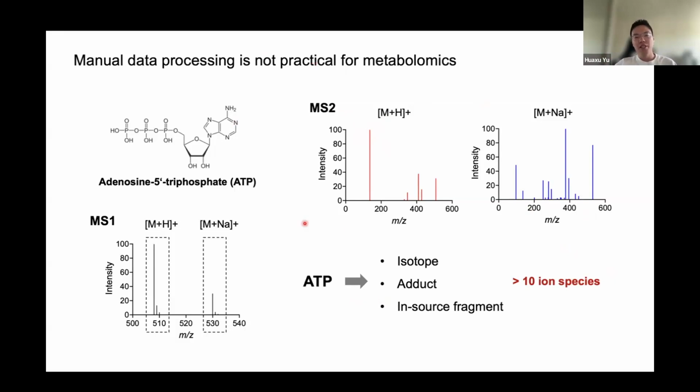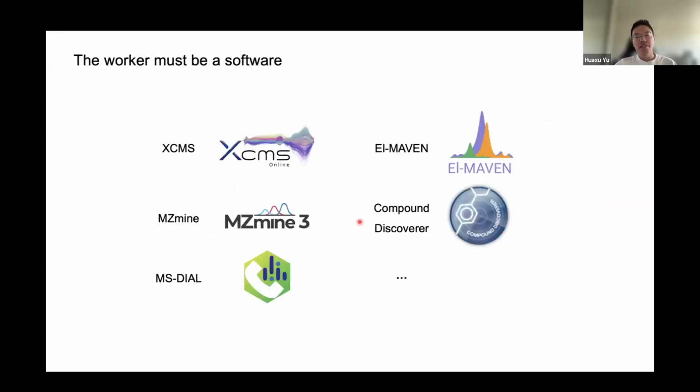So as you can see here, because a single molecule can easily have over 10 different ion species, it will be very difficult to recognize all those signals one by one. So the conclusion here is the worker must be a software. And during the past 20 years, I believe there has been a lot of great development on software tools.